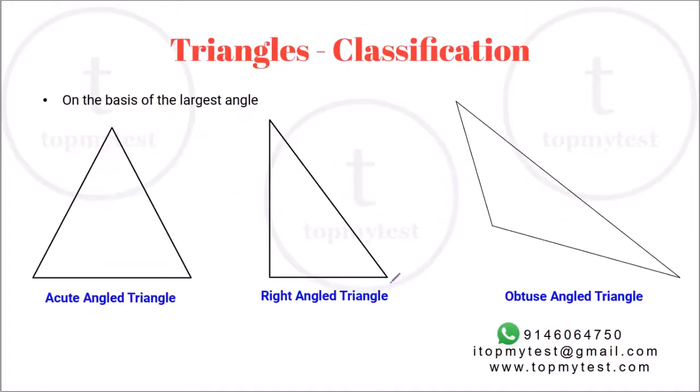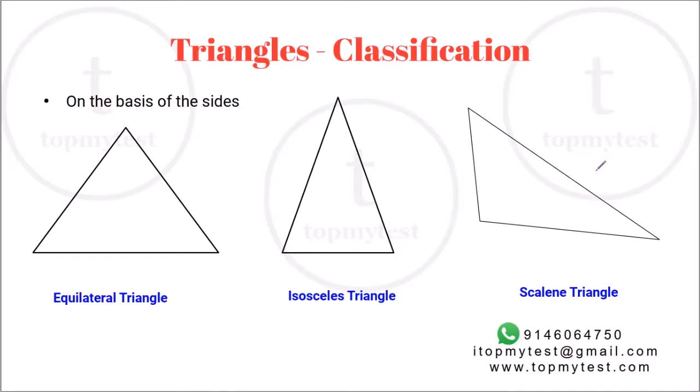Now, obviously, we would like to classify triangles. On the basis of the largest angle, we can classify the triangle as acute angle triangle, right angle triangle, or obtuse angle triangle. Right? So, if the largest angle is less than 90 degrees, which means all three angles will be less than 90 degrees, it's an acute angle triangle. If the largest angle equals 90 degrees, it's a right angle triangle. If the largest angle is greater than 90 degrees, then it will be an obtuse angle triangle.